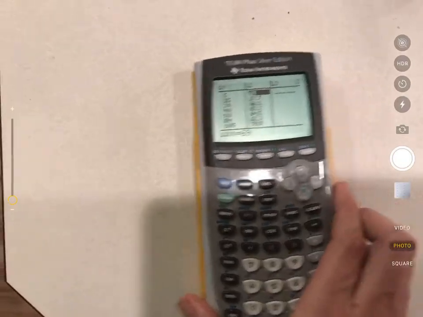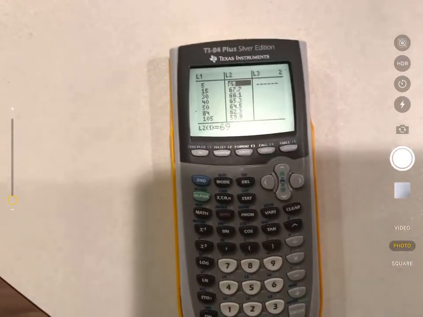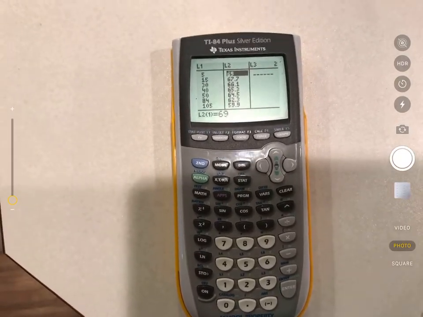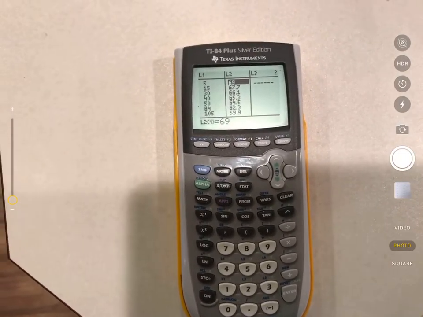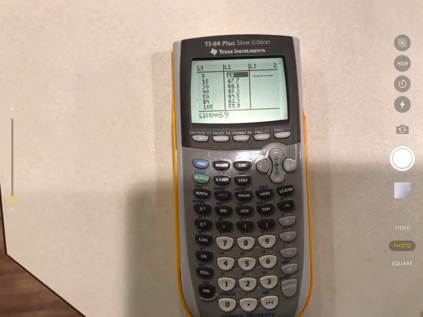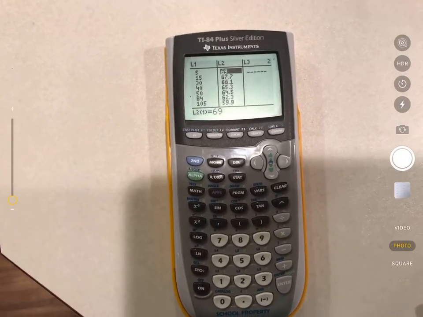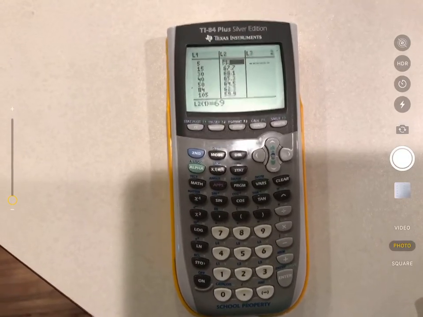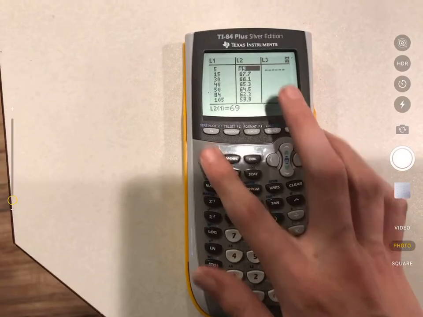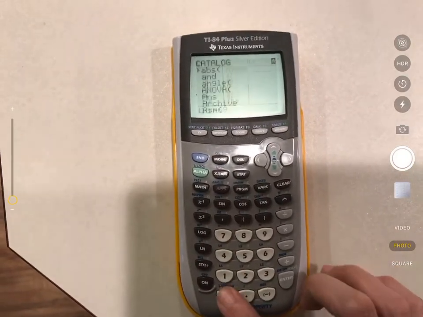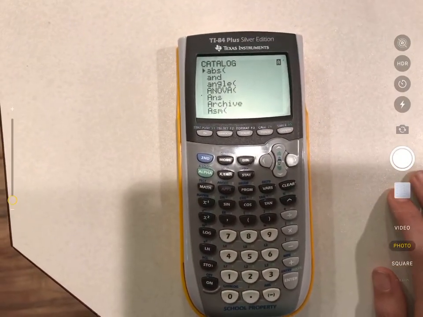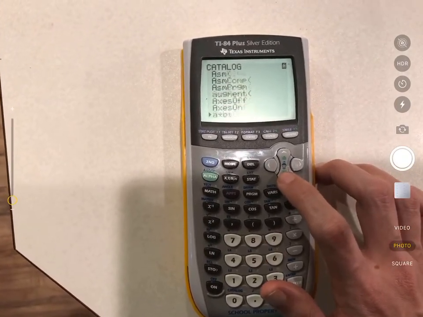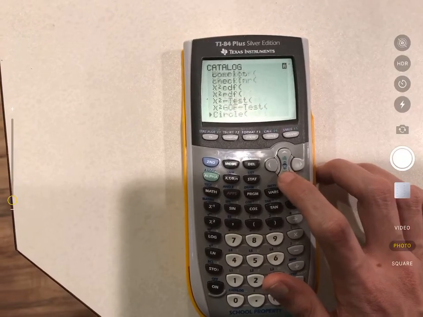So you can see here that I've already done that part. I've got all of the data for X in list 1 and all of the data for Y in list 2. So to perform a linear regression, the first thing we want to do is make sure the diagnostic is on for your calculator. So to do that, we hit second and we hit 0 to take us to the catalog. To make sure the diagnostic is on, we have to go all the way down to letter D.